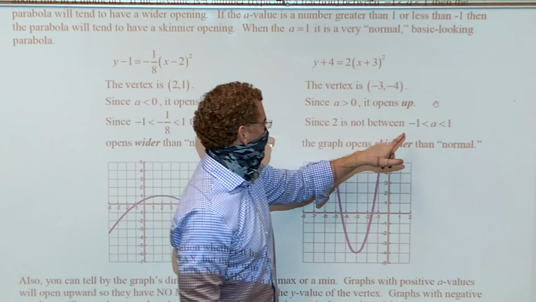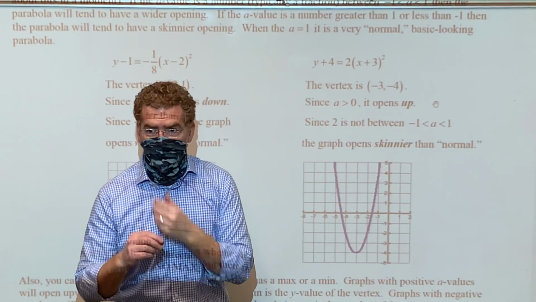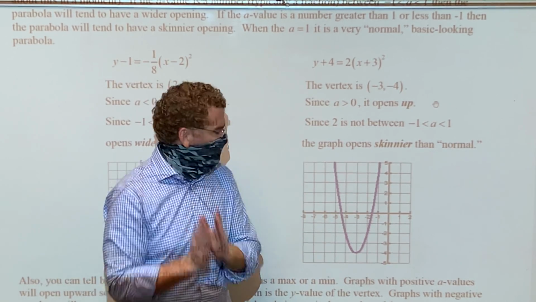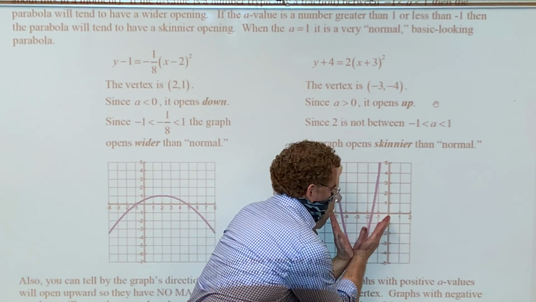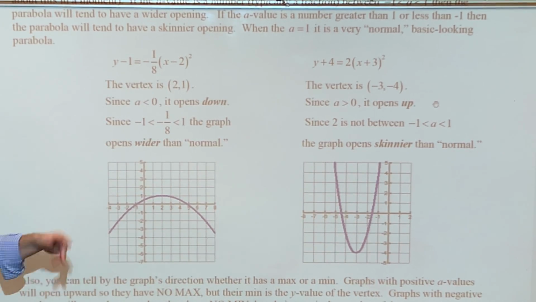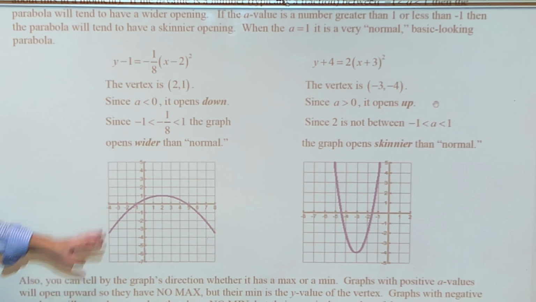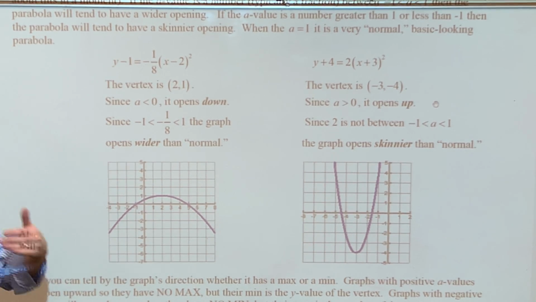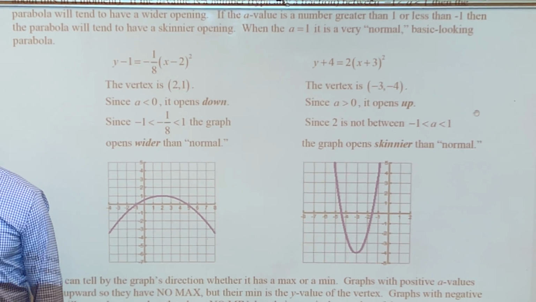Here, the a value is not between -1 and 1, which means it's either greater than 1 or smaller than -1. Those get steeper or skinnier. You can see this thing getting skinnier and skinnier than normal. And I call a normal one just when the a is 1. And you're not going to randomly sketch them like this. I'm going to show you some exacting things that you can do to actually find this. Are you good so far?